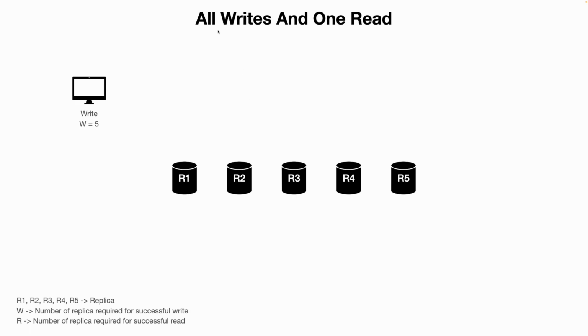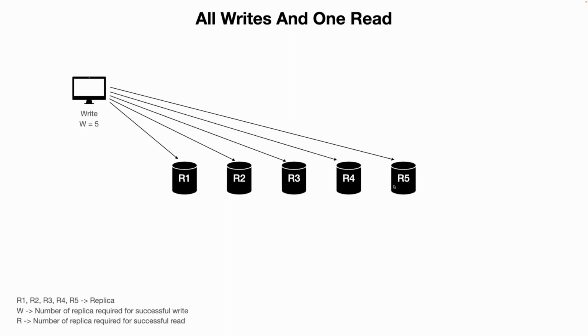The second configuration is all writes and one read. So we are setting the value of w equal to 5. That means we need to write on all the databases. If any write request fails on one database, we have to mark our full request failed.